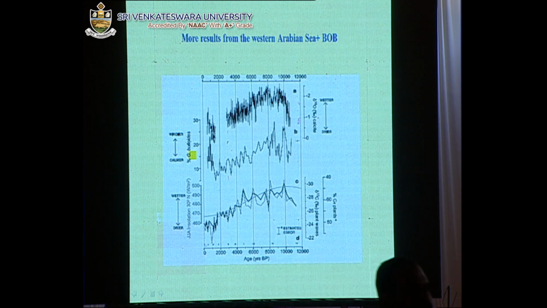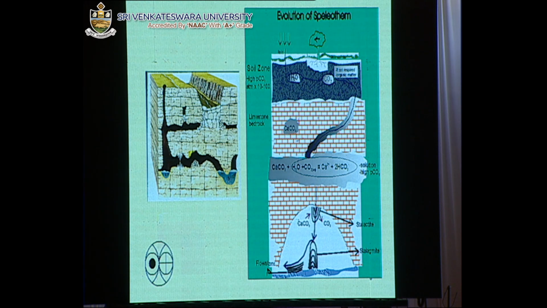This is a speleothem record from the Arabian Peninsula. This is the Gupta record of G. bulloides abundance, and this is some plant wax from the Arabian Sea. These three records show very clearly that the monsoon has been decreasing in the last 10,000 years. Now we look at speleothems.